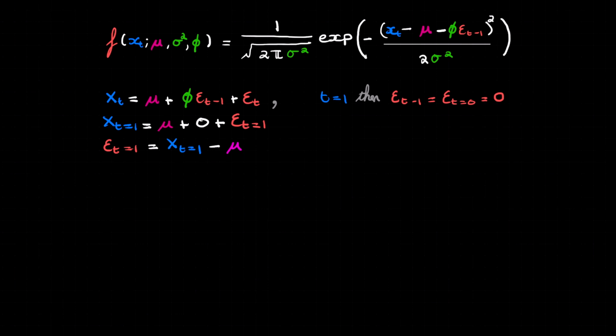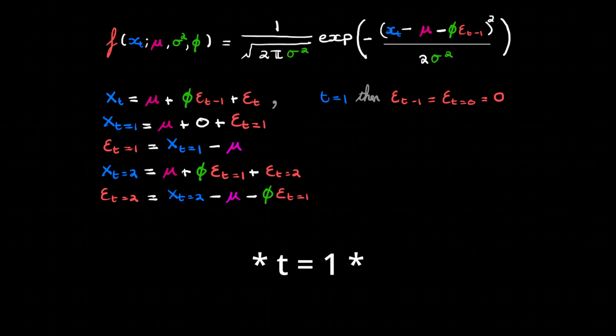Let's take a step forward to this next time step over here. We can say that when x sub t, at time step 2, is equal to mu plus phi times epsilon sub t minus 1 plus epsilon at time t, where t is equal to 2. And we could write that another way, where epsilon sub t equals 2 is equal to x sub t at t equals 2 minus mu minus phi times epsilon sub t minus 1. Now take a look at this. That is exactly the same as we had written earlier.